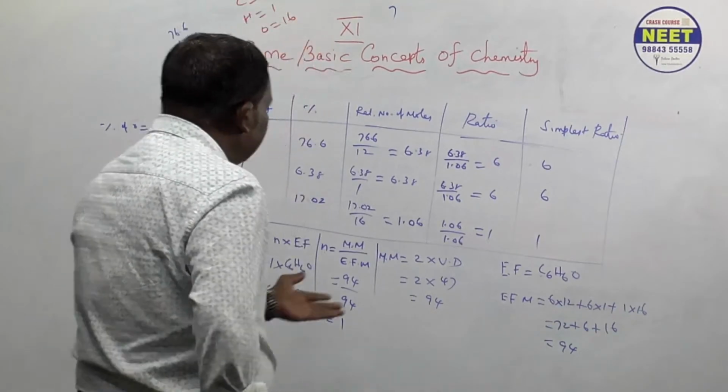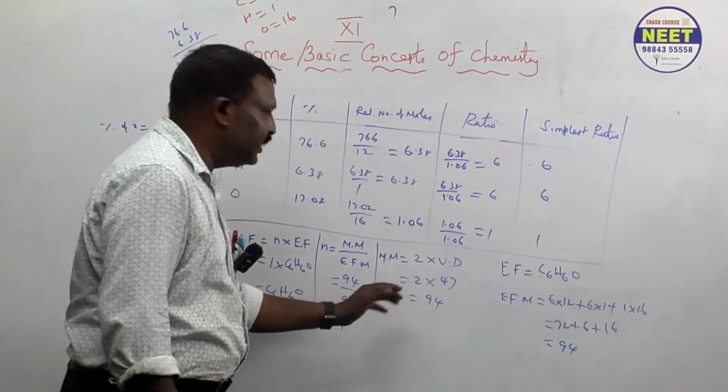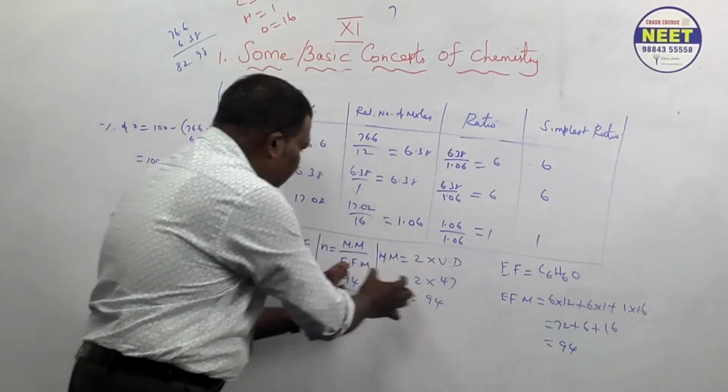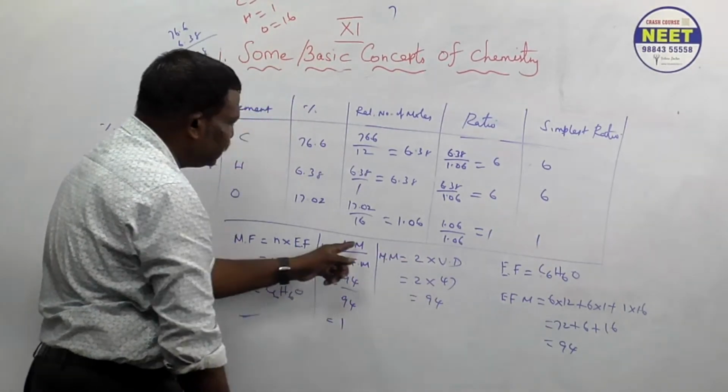Sometimes vapor density they won't give. Directly the molecular mass is given, they will go like this. So this step will be cut. They won't give vapor density; directly they will give the molecular mass. So you start from here.